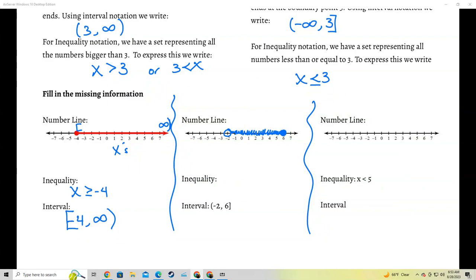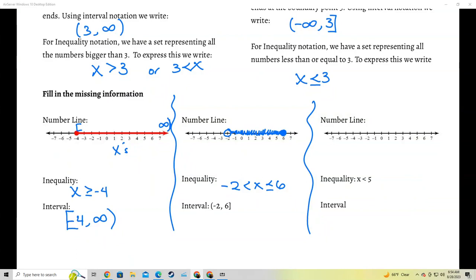Okay, as far as the inequality is concerned, I do have a set that has boundary points. So it has a left boundary point and a right boundary point. So I'm going to go ahead and write those boundary points right now. I have a -2 on the left. I have a 6 on the right. I know I have my x's in between. Because -2 is not filled in, I don't want an equal sign on my inequality. So I'm going to say -2 needs to be less than x. Because the 6 is filled in, then I need my x's to be less than or equal to 6. So I'm going to write x is less than or equal to 6. And that finishes up that problem.